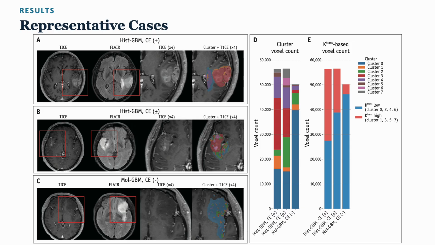The representative cases show the same pattern visually. Patient A is an enhancing histological glioblastoma patient with abundant red cluster 3 habitat. Patient B is a minimally enhancing histological glioblastoma but still shows a substantial amount of cluster 3 component. In contrast, patient C is a non-enhancing molecular glioblastoma patient where the tumor region is dominated by blue cluster 0 habitat, representing high cellularity but low vascularity and low permeability. The stack plots also confirm the higher cluster 3 and high K-trans proportions in histological glioblastoma.